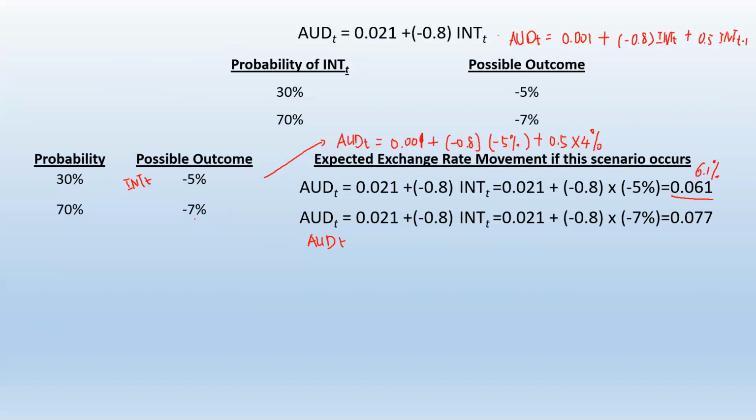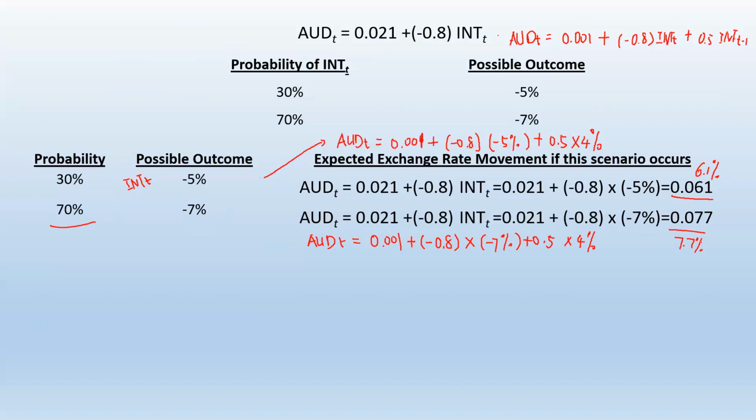There's a 70% chance that the interest rate differential is -7%, and the percentage change in the Australian dollar is 0.001 plus -0.8 times -7% plus 0.5 times 4%. And we will find that under the second scenario, the Australian dollar percentage change will be 7.7%.